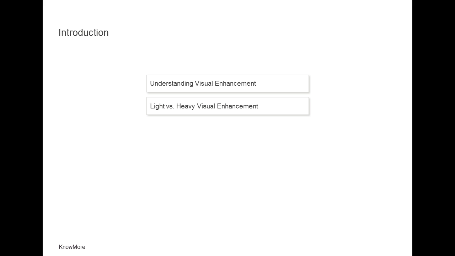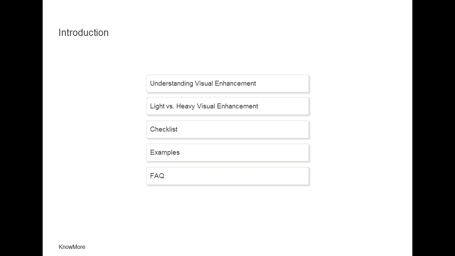In this video I will talk about what you're expected to deliver when you're on a light visual enhancement project. I'll talk about the difference between light and heavy visual enhancements. Then I'll go through a checklist which you can use on all the light visual enhancement projects to make sure that you will get a high quality rating. Then I'll take you through some examples so that you can get a better idea of how to handle these projects. And lastly, I will go through a list of frequently asked questions that we are often getting on these kind of projects.